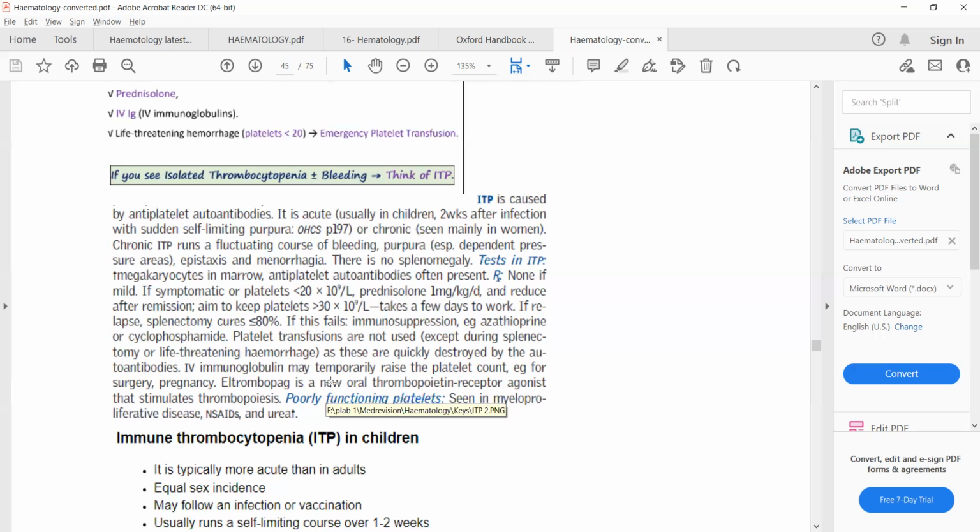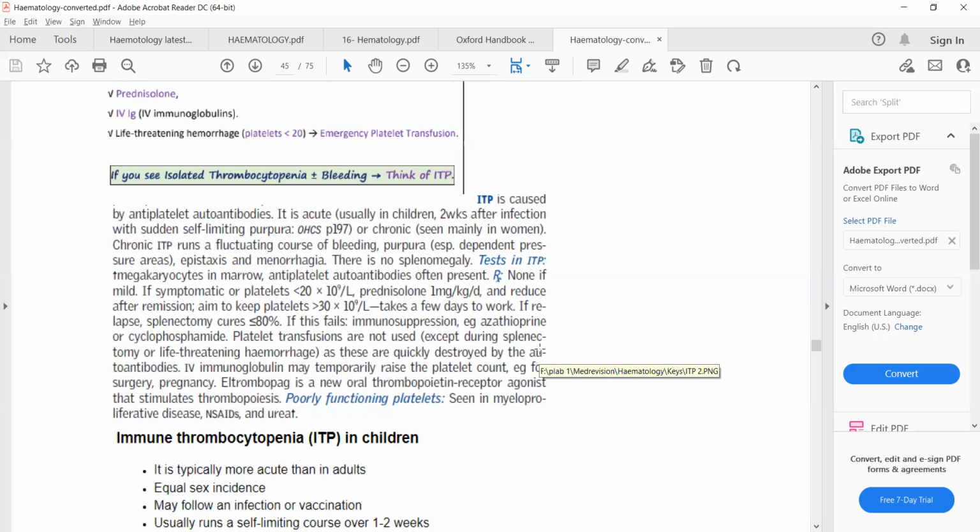And IV immunoglobulins may temporarily raise the platelet count. The indications for IV immunoglobulins include surgery and pregnancy, to temporarily raise the platelet count. Now there is a drug, Eltrombopag, that is a thrombopoietin receptor agonist, and that stimulates the production of platelets.